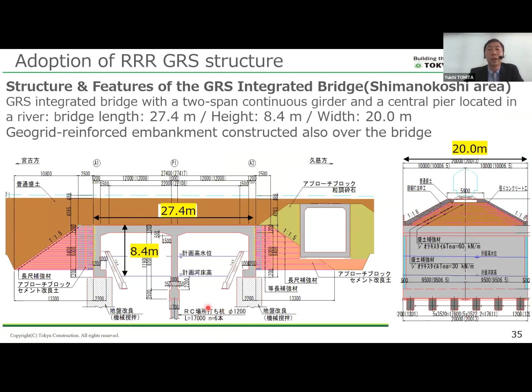This is the GRS integral bridge constructed in the Shimanokoshi area. It is a two-span continuous reinforced concrete slab bridge with a central pier built within the river channel. The bridge dimensions are 27.4 meters in length, 8.4 meters in height, and 20 meters in width. On top of the bridge, a reinforced embankment is constructed, forming a stable and continuous soil structure.